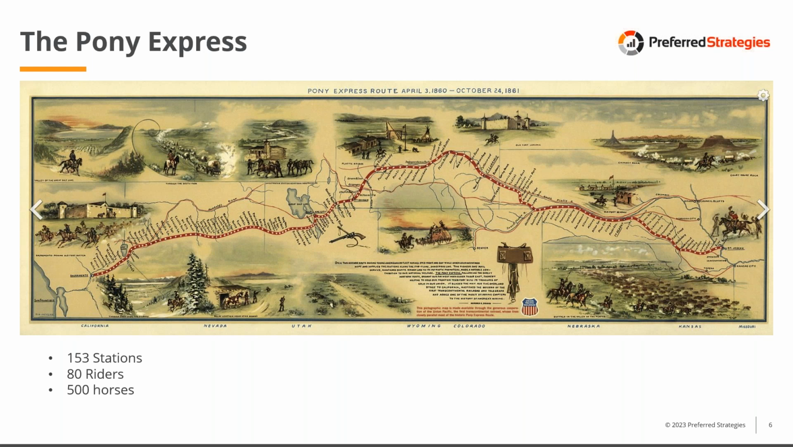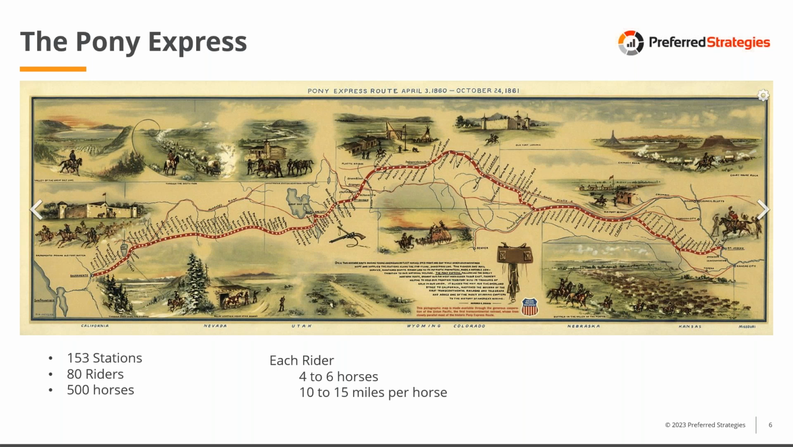The typical group of letters or a package of letters would be taken by 80 riders using about 500 horses. What would happen is each rider would have 4 to 6 horses per shift, and they would ride 10 to 15 miles per horse all the way across. And again, they could cross that breadth of land in about 10 days.